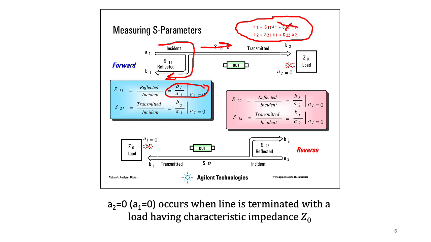Now note that A2 equals 0 means that there is no reflection from the load. Well, what does that mean? In the case of coaxial transmission lines, no reflection occurs when the impedance of the load exactly matches the characteristic impedance of the transmission line. So as you can see, in order to measure S11, it's a simple matter of properly terminating with the characteristic impedance of the transmission line that's being used.